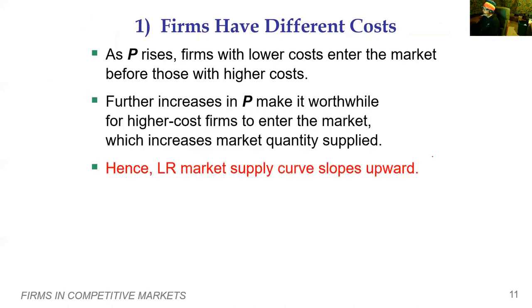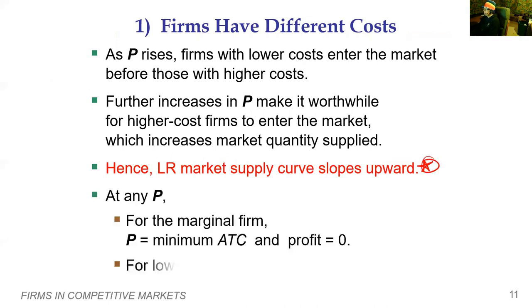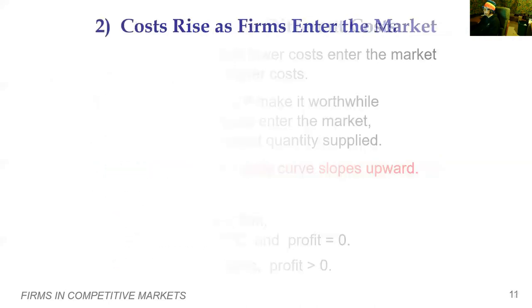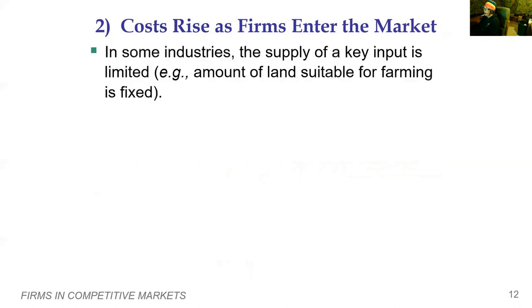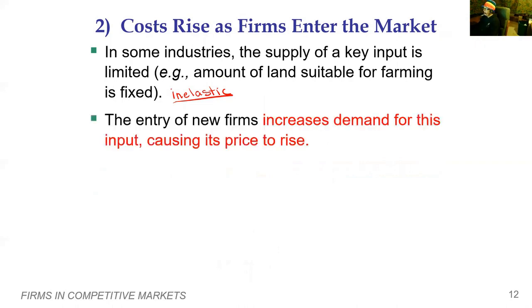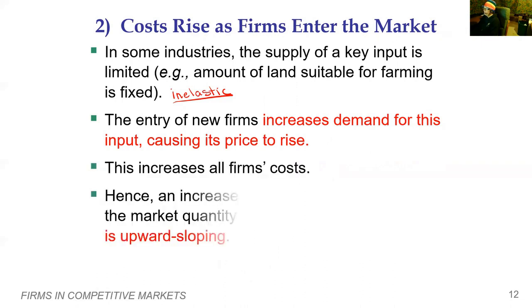So what should you take away here? You should probably take away that because those assumptions that we made at the beginning are untrue, the long run market supply curve normally in a perfectly competitive market slopes upward. Costs rise as a firm enters the market. That's probably true as well. And again, especially when we talk about those inelastic supplies, okay? Because it's limited, then there's not availability to that key resource. So the increase in demand would cause the price to rise, which would increase all firms' costs.